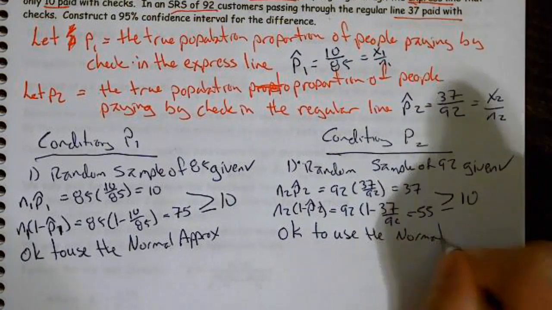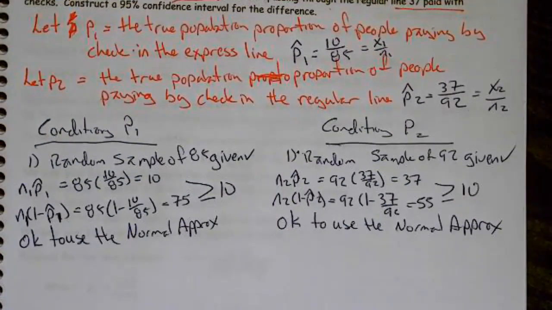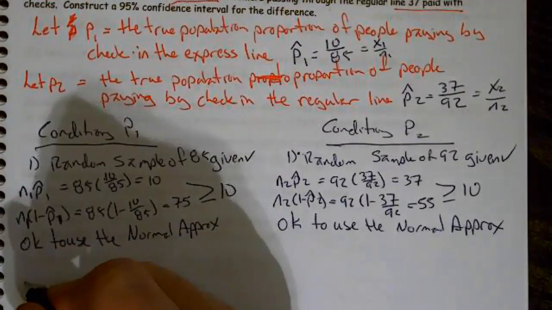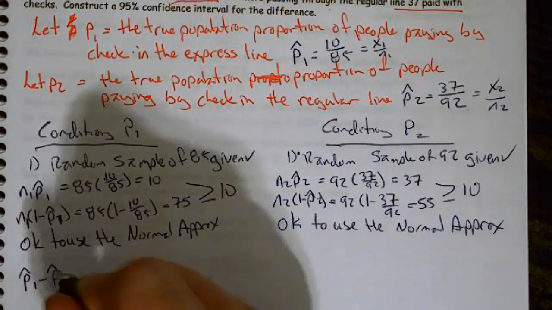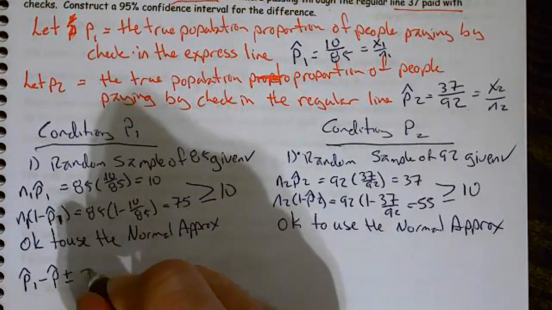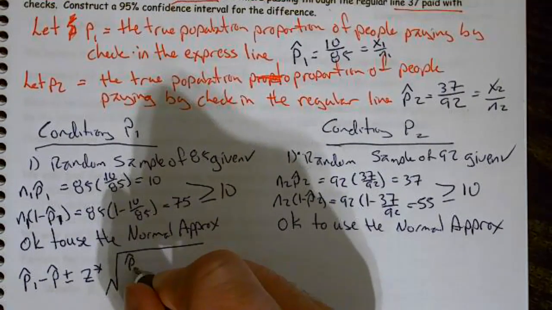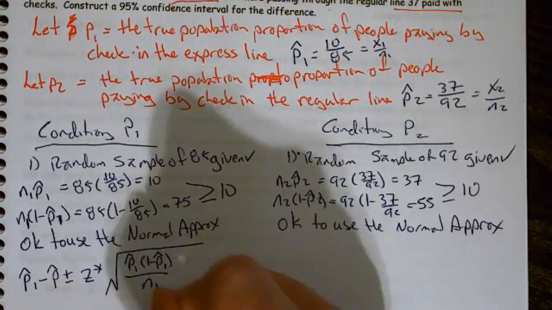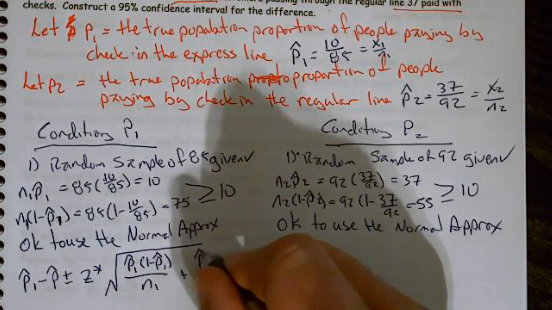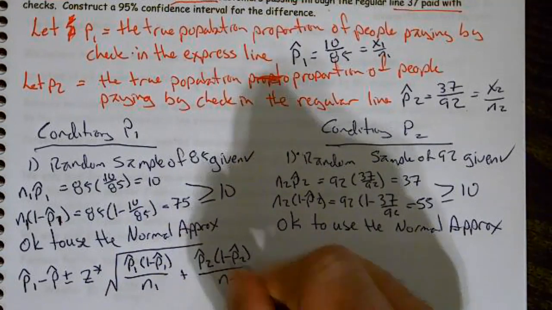And yeah, I know it's not fun writing both of these down, but that's what we get to do. So it's our life. So at this point, we're ready to write our formula. And our formula is P hat 1 minus P hat 2 plus or minus Z star times the square root of P hat 1 times 1 minus P hat 1 over N1 plus P hat 2 times 1 minus P hat 2 over N2.